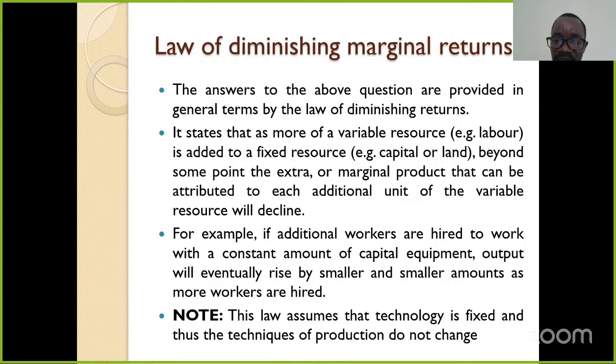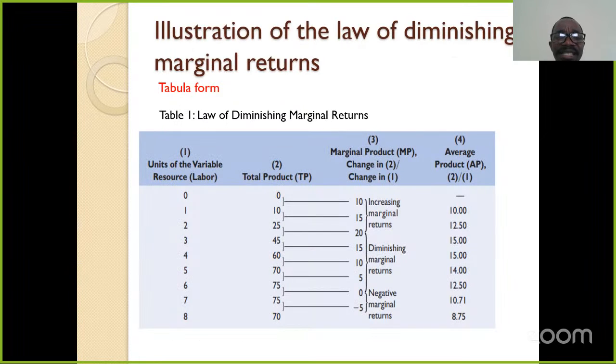But this law assumes that the technology is fixed. Thus, the technique of production does not change for a time. That's the illustration of the law of diminishing marginal returns. The first column shows the units of the variable resource, and in our example, we're talking of labor. The second column is for total product, the third one is marginal product, and the fourth one, average product. Let's concentrate on the first and the second columns.